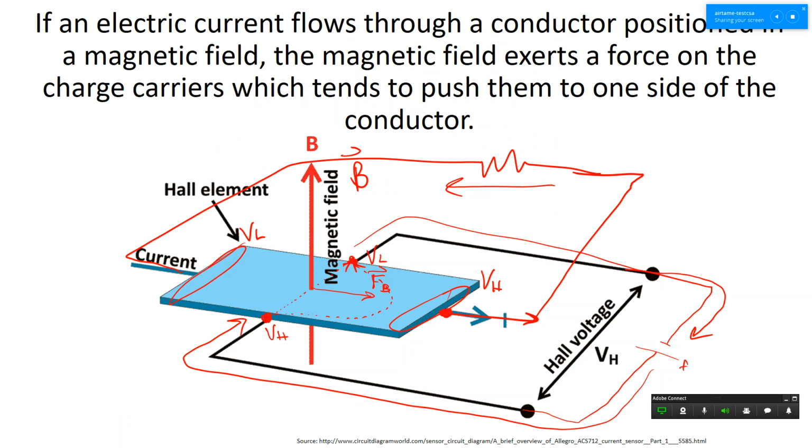Explain that again using this diagram. So V Hall, from what I explained on this one, would be the voltage difference between this and this.